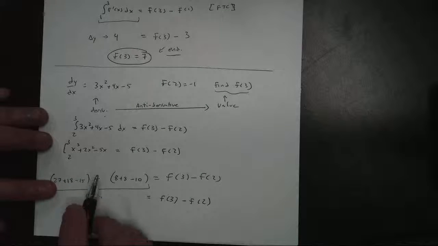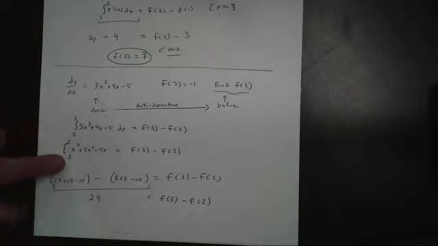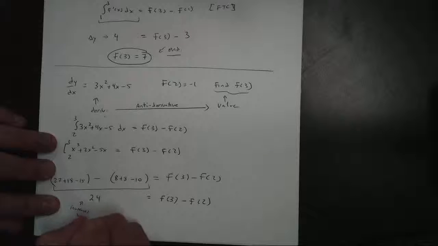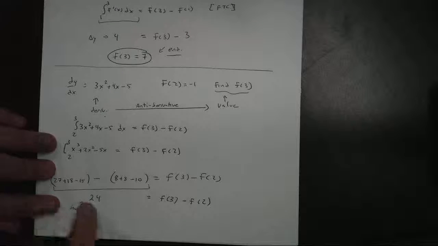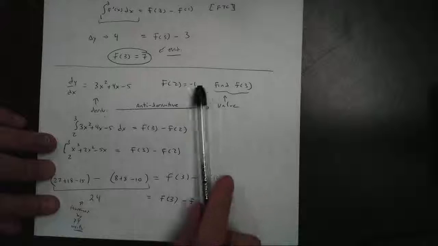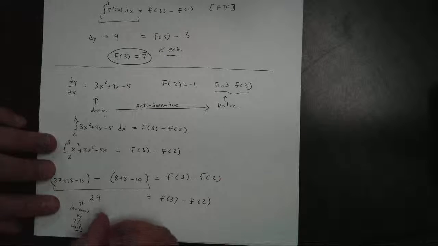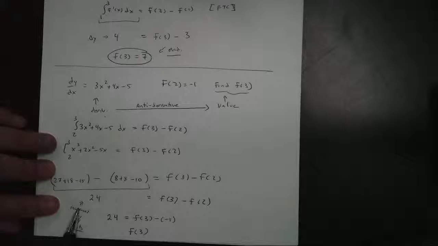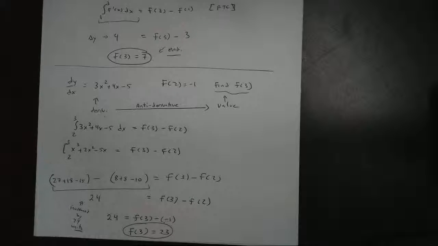So what this is saying is that between 2 and 3, our function has increased. The function increased by 24 units. Now how do we know it's increasing? Because it's positive. Well, we started at negative 1. So if I plug this into my equation now, f of 3 minus a negative 1, it tells me where I ended up. Well, we increased by 24. We started at negative 1. We should be at 23, and we do get that answer right there.